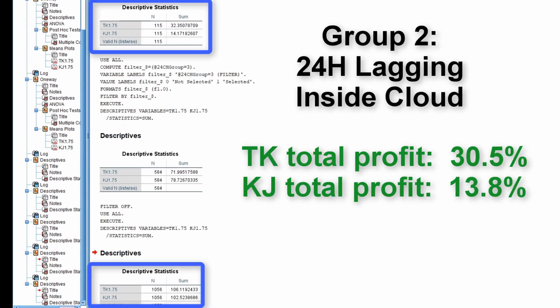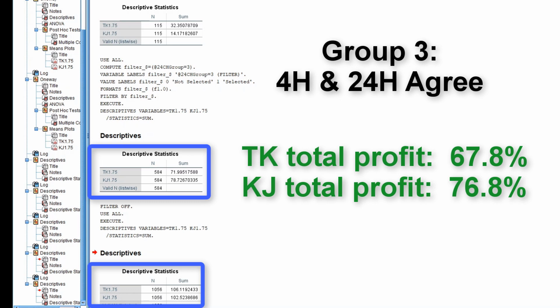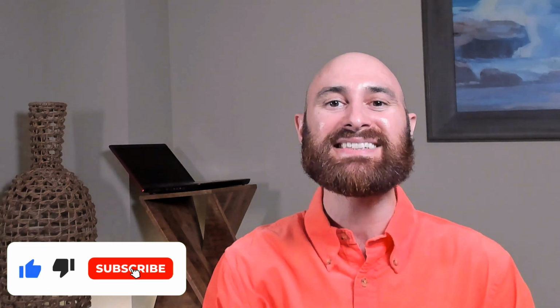When the 24-hour lagging is inside the cloud, we gained 30.5% of our TK profit and 13.8% of the KJ profit. By far, the most money happens when both signals agree. 67.8% of total profit for TK and 76.8% for the slower KJ happen here. As we look at the numbers from different perspectives, we're starting to see the cream rise to the top. We could cut out 34% of our trades in the case of the TK moving average, and we'd only lose 2% of our profits. From my perspective, that's a good trade-off. But I'll keep analyzing the data, see if we could actually increase our earnings.